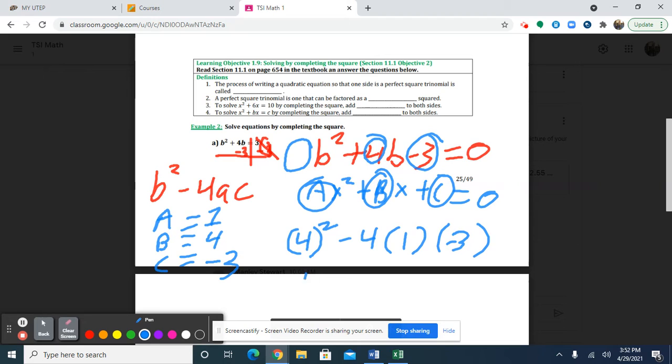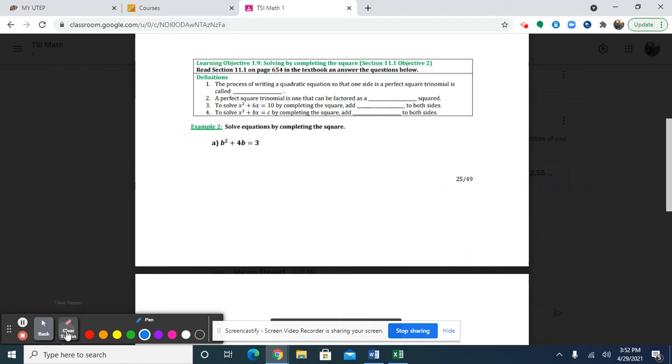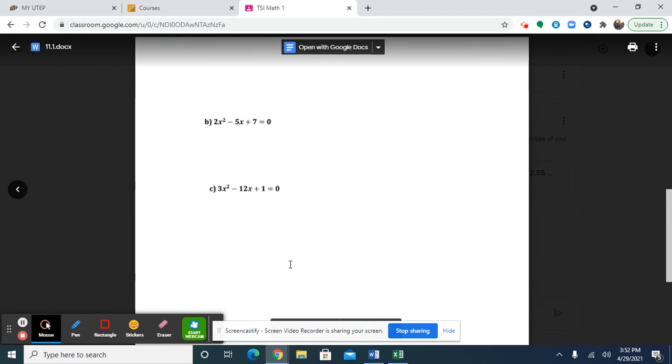So 4 squared gives us 16. Negative 4 times 1 is negative 4. And then negative 4 times negative 3 is positive 12. So 16 plus 12 ends up giving us 28. So the discriminant here is 28. Let's go ahead and move on to the next couple ones.